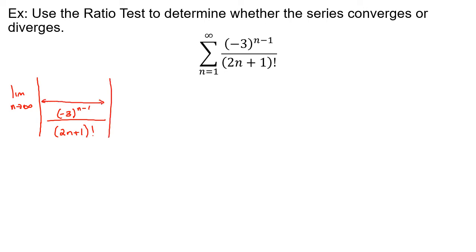In the numerator, I'm going to add 1 to everything. So on the top, I'll have negative 3 to the n, and that's it, because if you add 1 to n minus 1, the 1's cancel to give you just an n. And on the denominator, if I replace the n, I'll have 2 times n plus 1 factorial.